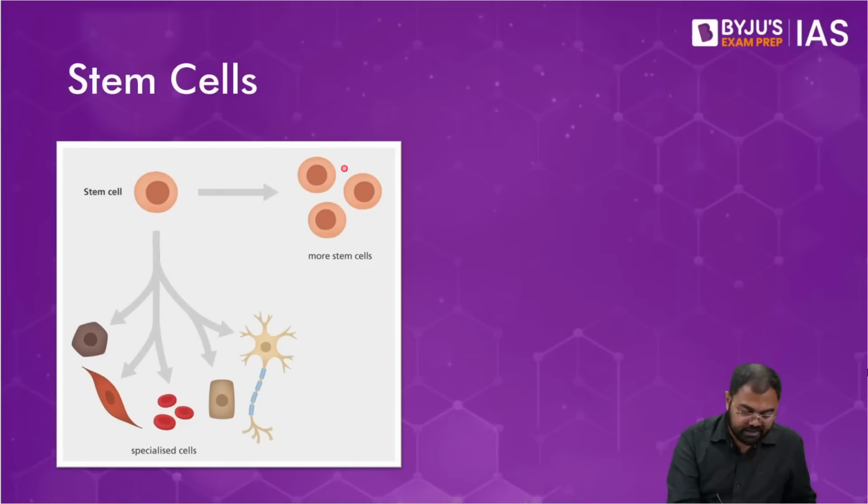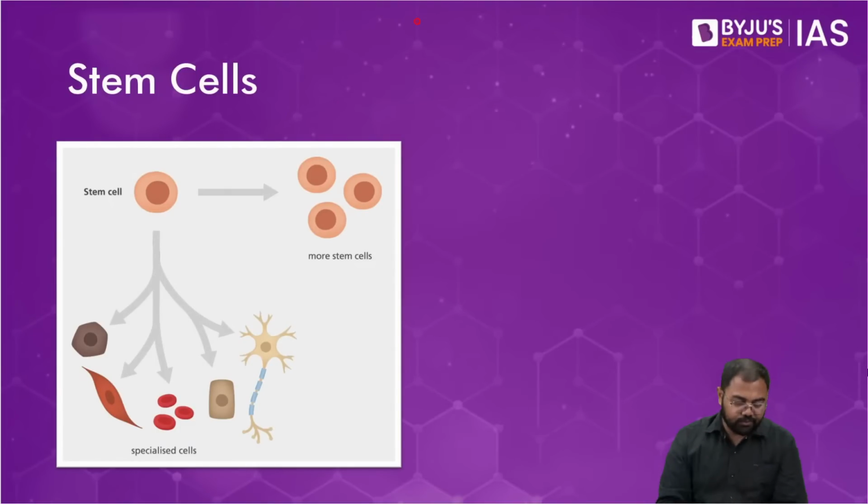So the next topic that we have is stem cells. With regards to stem cells, first and foremost, try to understand what we mean by stem cells. Stem cells are undifferentiated cells. They are cells that do not have any specific function.